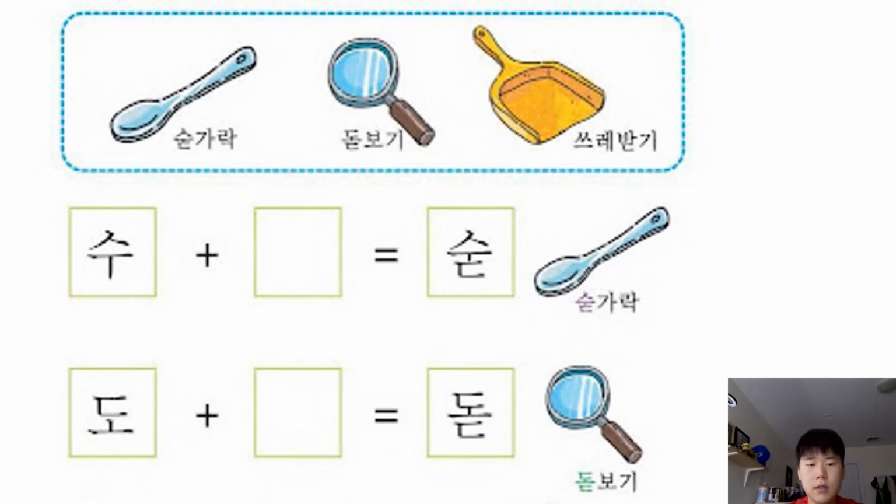Next, let's do some practice. The first practice we will do is for the word 숟가락. And in 숟가락, we will add the 디귿 받침 for the first word. So, first left to right, and then down, and then to the left again. So that's 숟가락.